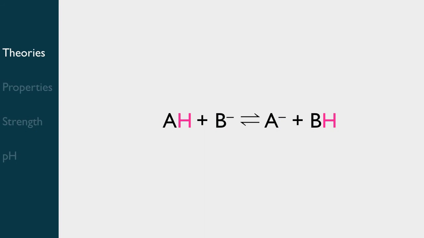Now consider this simple generic reaction. A hydrogen is just moving from one substance A to another substance B. This is the generic form of an acid-base chemical reaction. In one major theory of acids and bases, all acid-base reactions are just about the transfer of a hydrogen cation. Of course, a hydrogen cation is the same thing as a proton.